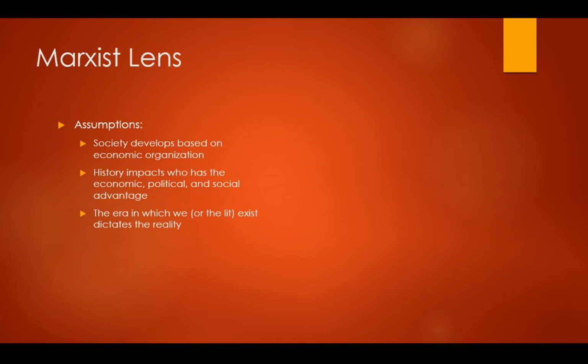After the Revolutionary War, the wealthy colonists were able to write history and have that economic, political, and social advantage, and they wrote that into how our society functioned. And then the era in which we, or the literature, exist dictates the reality. So if we're talking about the 1950s, there's a very strong middle class following World War II, so there isn't a lot of economic power being portrayed. However, there are huge political and social issues in terms of racism and fighting for civil rights that come to the forefront and dictate the reality.